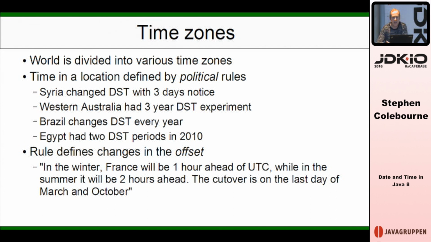So Syria changed its time with 3 days' notice. You have an experiment in Western Australia. Some places change it every year. Egypt has 2 daylight savings periods, either side of Ramadan. This is quite common.